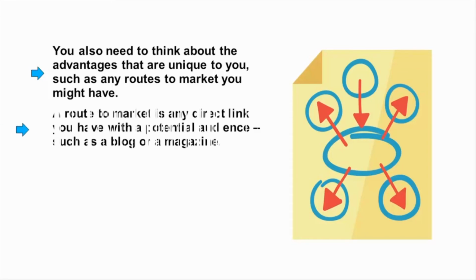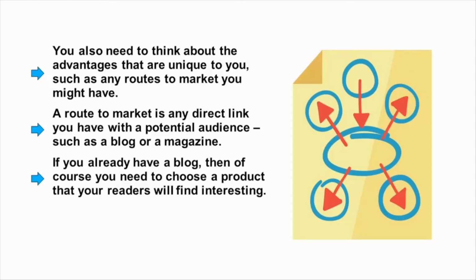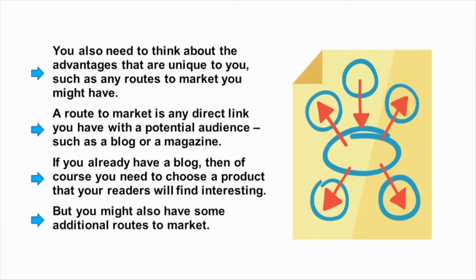At the same time, you also need to think about the advantages that are unique to you, such as any routes to market you might have. A route to market is any direct link you have with a potential audience, such as a blog or a magazine. If you already have a blog, then of course you need to choose a product that your readers will find interesting. But you might also have some additional routes to market.